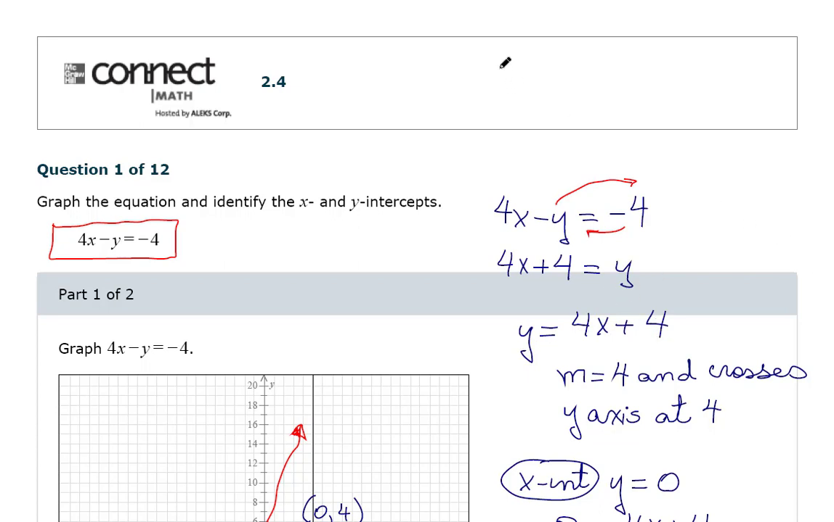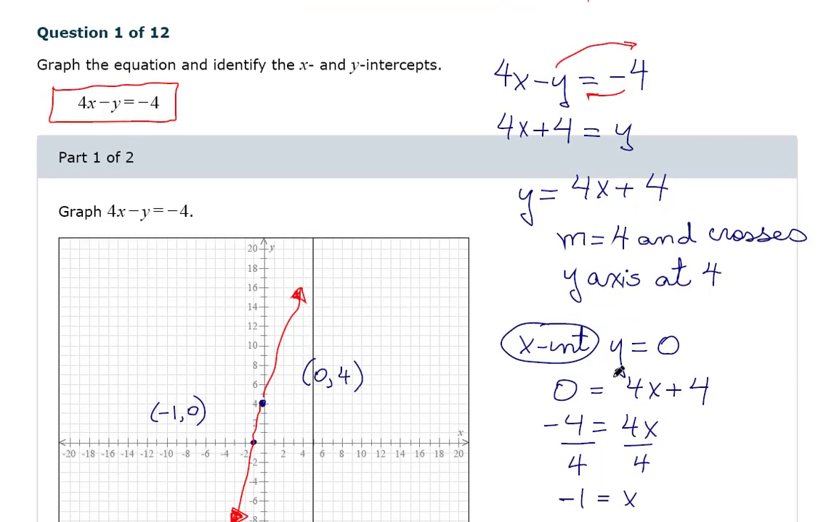Alright, so when it's in this form, y equals mx plus b, m is the slope. That tells me something about the line going up and down. And this number tells me exactly where it is crossing on the y-axis. So I know this line is going up and it's crossing at 0, 4. Alright, so let's take a look at that.